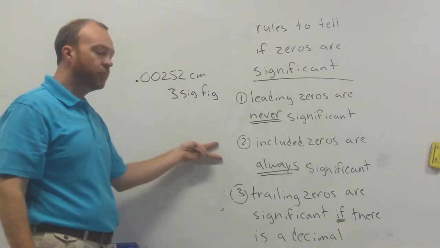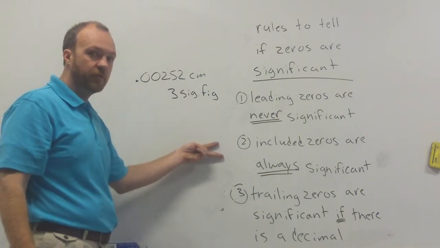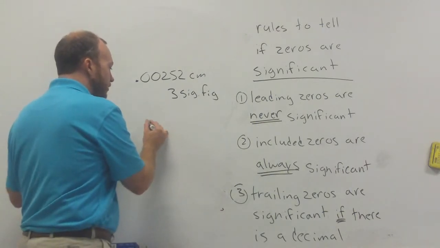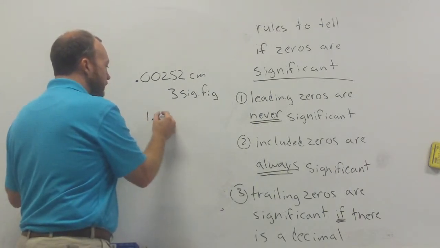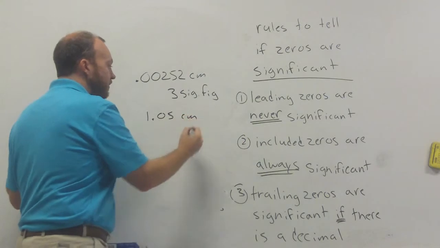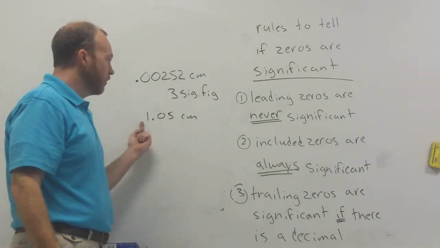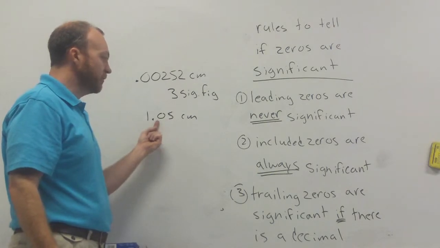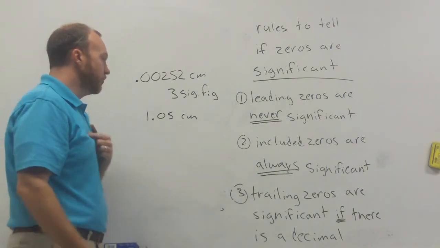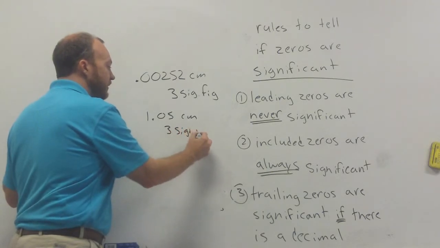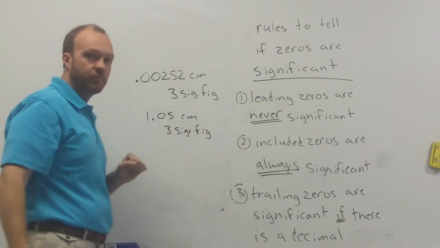The second rule was for what we call included zeros. Zeros in between things that we measured. So let's say I had another measurement, 1.05 centimeters. I measured this. This is a good estimate. So both of these are significant, so that has to be significant. Included zeros are always significant, so again we have 3 significant figures.